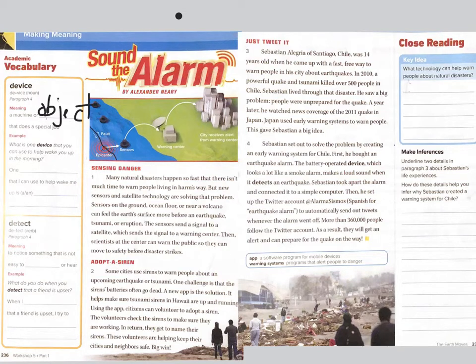The next word we have is detect. Detect means to notice something that is not easy to see or hear. So please write in the word see.